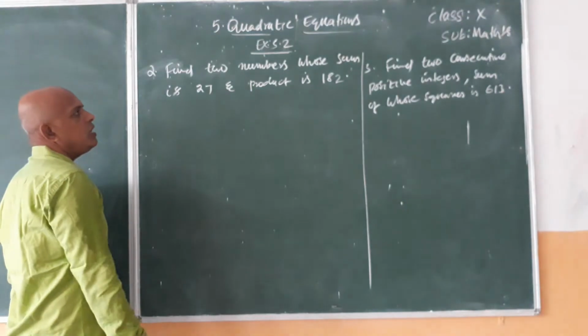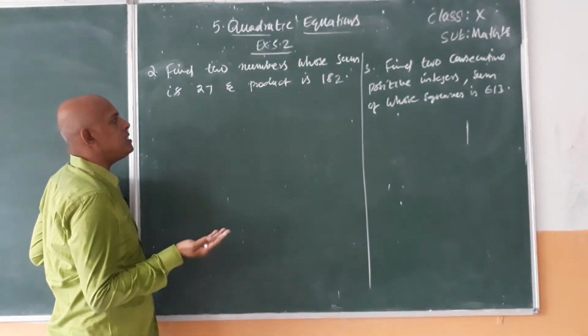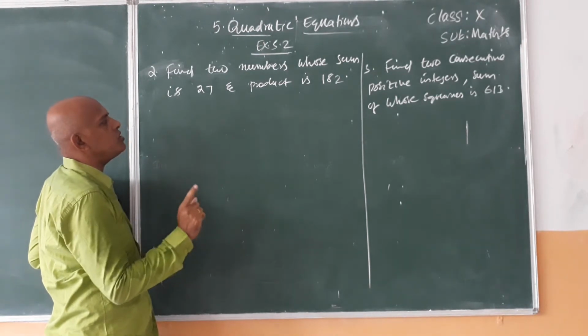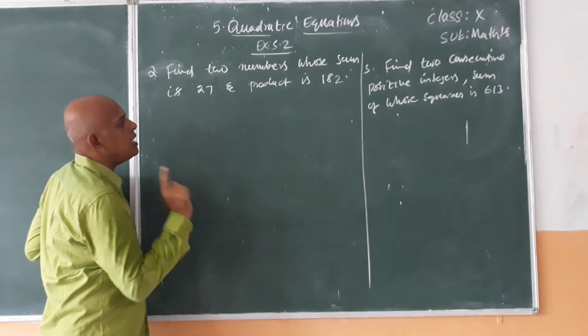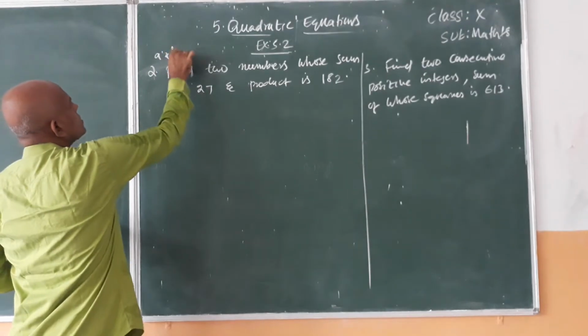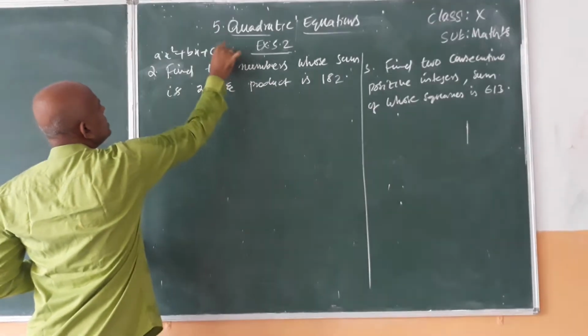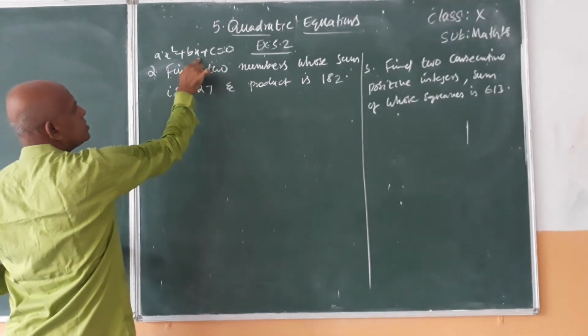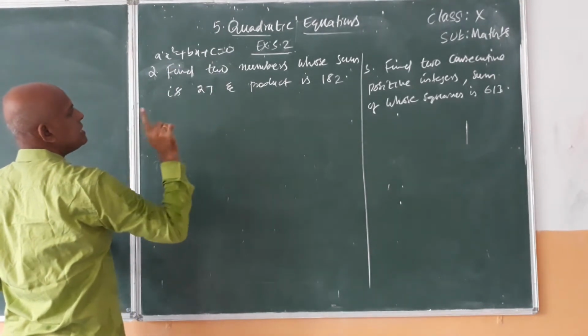Find two numbers whose sum is 27 and product is 182. They have given two conditions: the sum of two numbers is equal to 27 and the product is equal to 182. Here it is a quadratic equation in only one variable. By taking two variables also you can solve this problem, but here we are going to solve with only one variable, because the quadratic equation will be in the form of ax square plus bx plus c is equal to 0. It is in a single variable. So for these problems we have to take only a single variable.